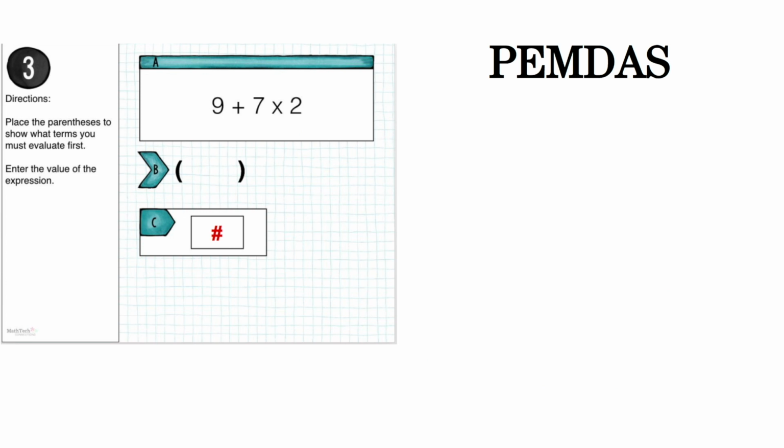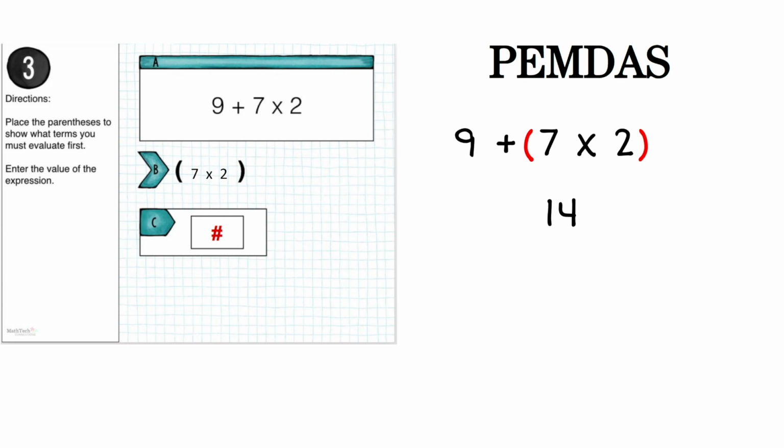The third slide, or the second slide, is place the parentheses to show what terms you would evaluate first. Well, we just learned that first, if we do not have parentheses, we X that out. We do not have any exponents as I see, so we X that out. So our first thing we would do is multiply or divide left to right. So we're going to put parentheses around multiplication. So we're going to see that that's what we do first. Then it says enter the value of the expression. So let's work this out. We do what's in parentheses first. 7 times 2 is 14.